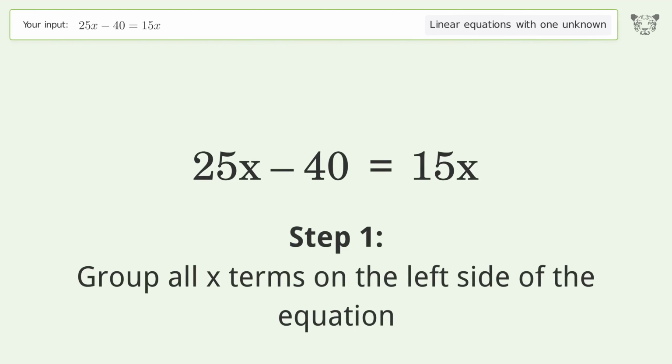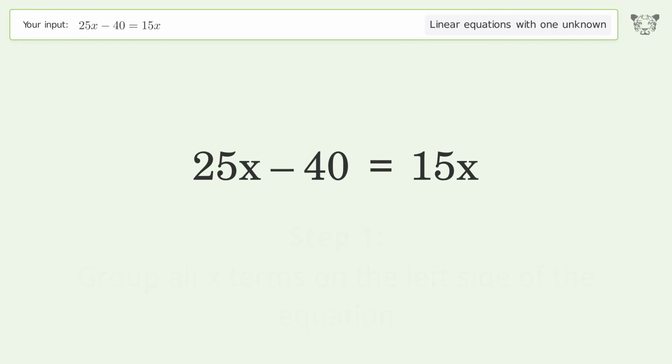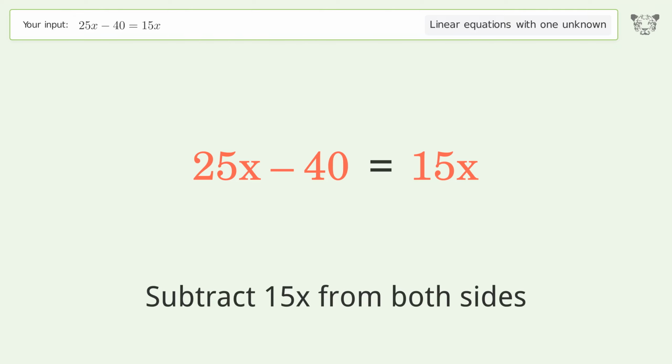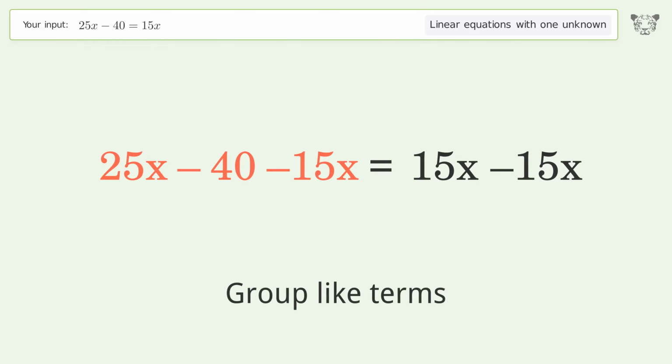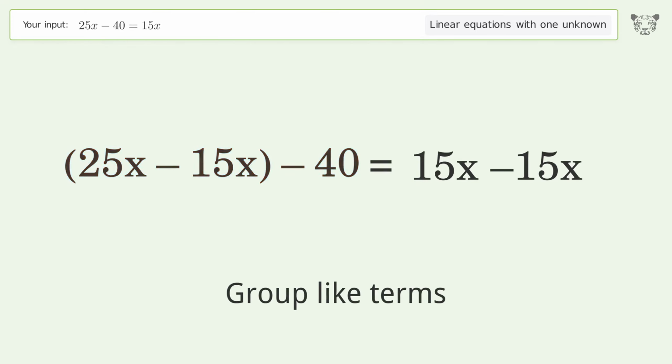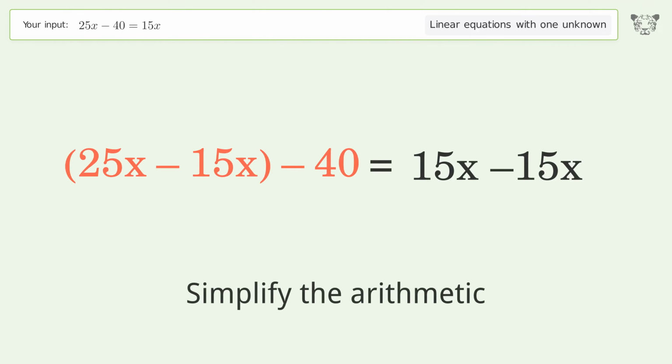Group all x terms on the left side of the equation. Subtract 15x from both sides. Group like terms. Simplify the arithmetic.